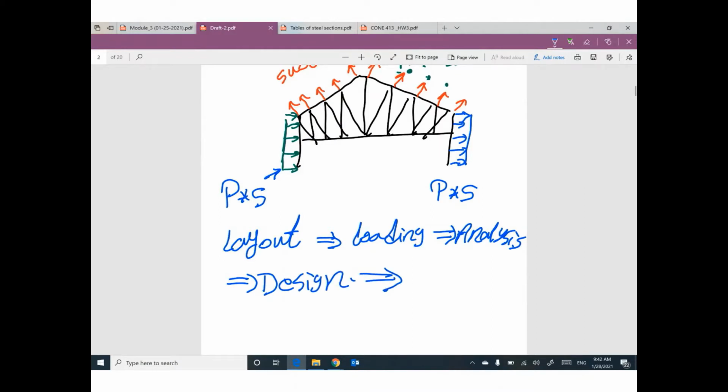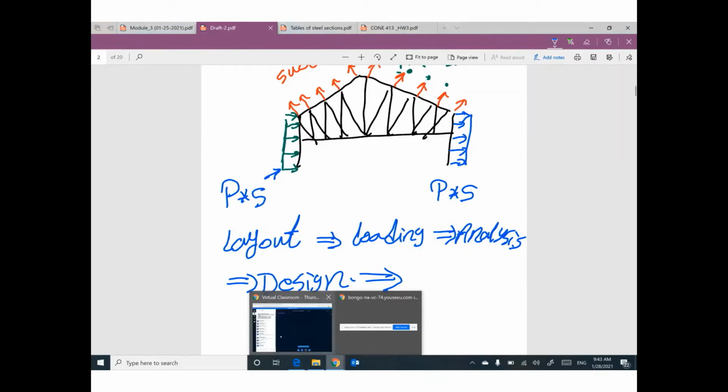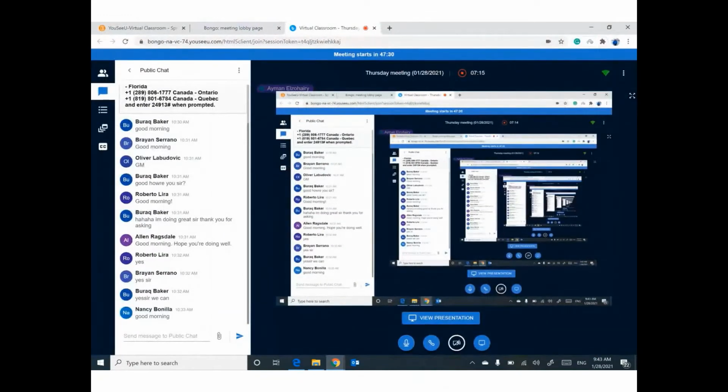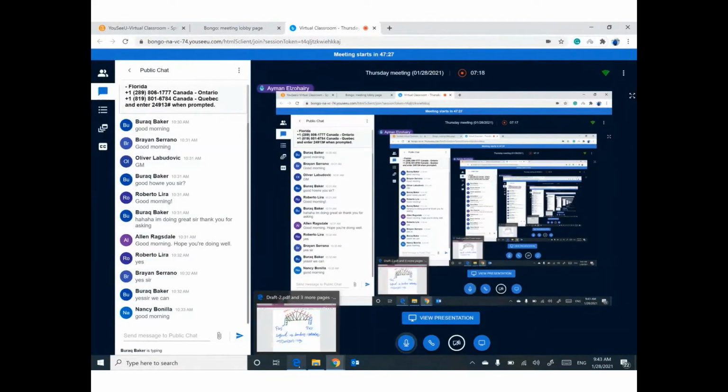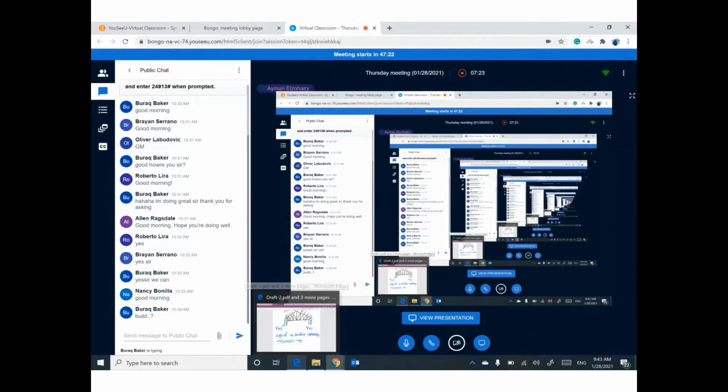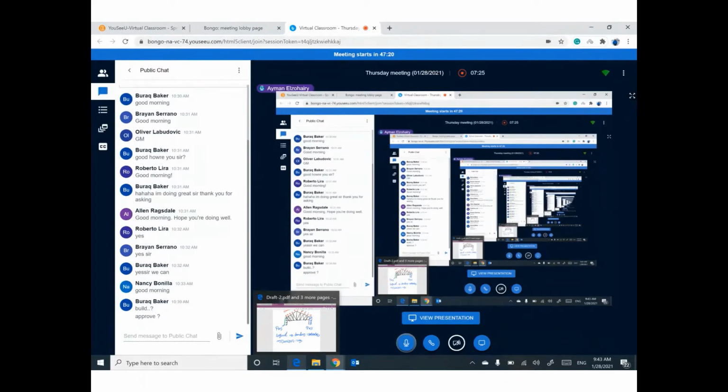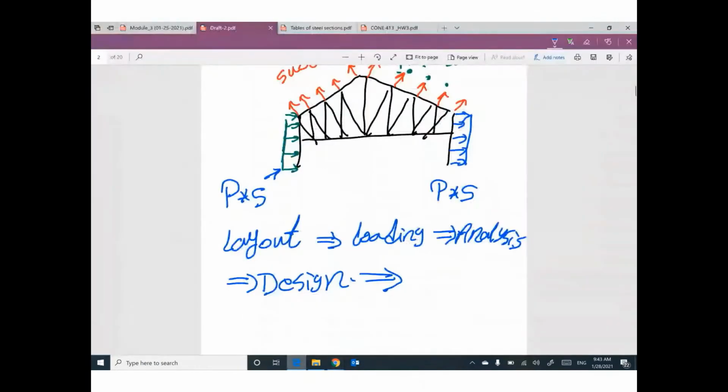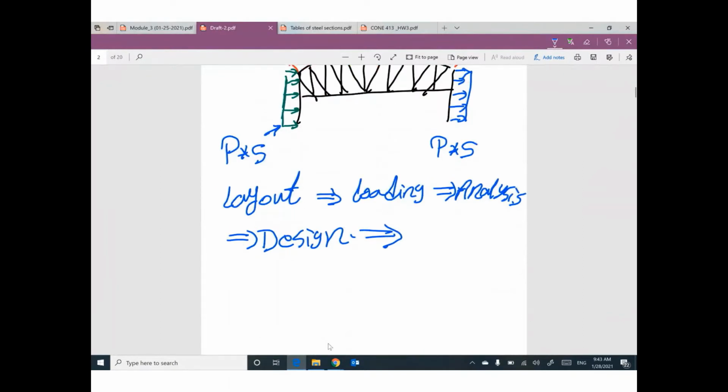Anybody know what is the final step? Anybody knows what is the final step? After design, what else do you need? What do you think? Build, approve? From a professional engineer, you have to pay money. So I'm looking for more money in the future. Anyway, no, I'm talking about the sequence for design.